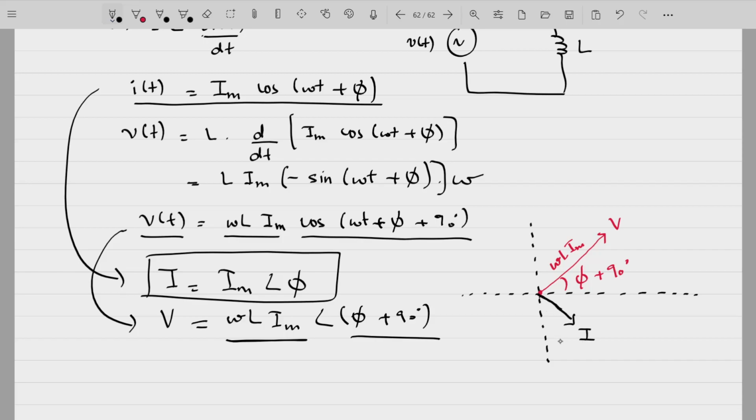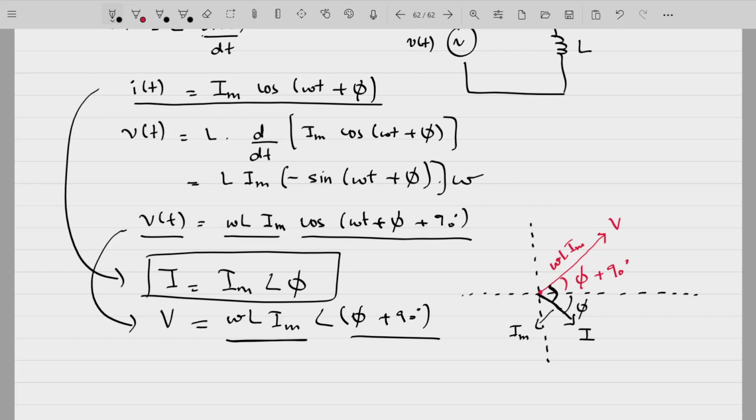This will be I. The magnitude of I is simply Im, and the phase of this vector I is phi. Fine. So that means this is located at a right angle, representing 90 degrees between voltage and current. So phi could have been anything.